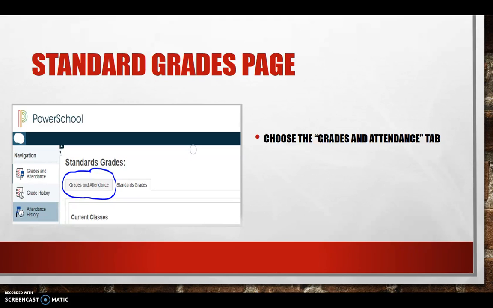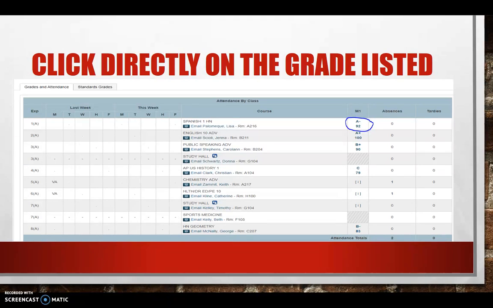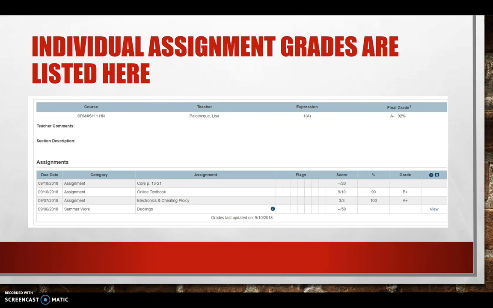In the upper left-hand corner, you'll see a tab that's listed as Grades and Attendance. Please go ahead and click that. This will bring you to a list of your students' classes as well as current grades to date. Please go ahead and click on the blue grade for any particular class. This will bring you to an itemized list of assignments for that particular class and grades received.